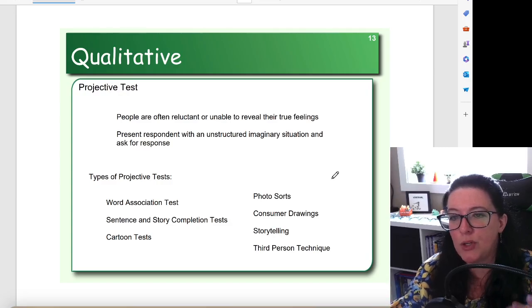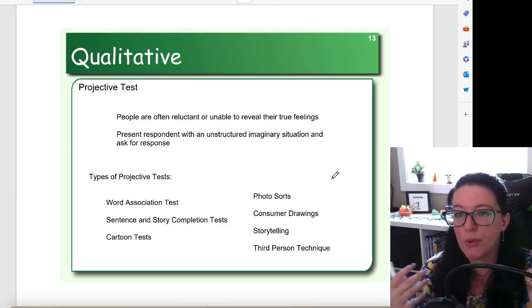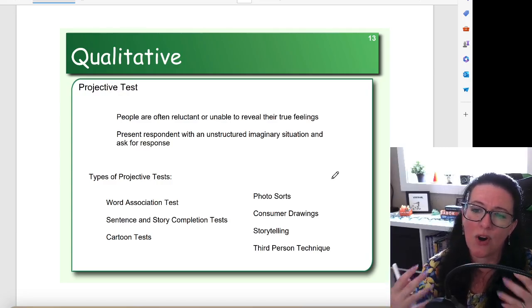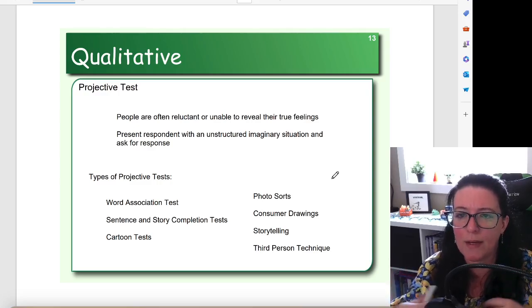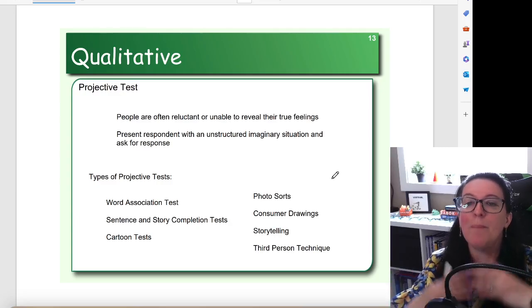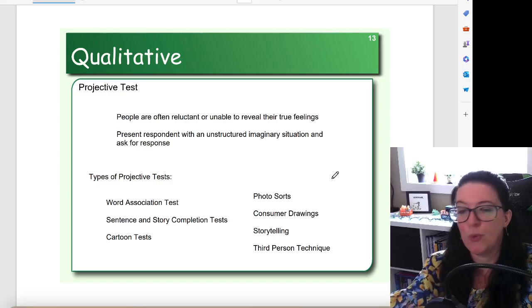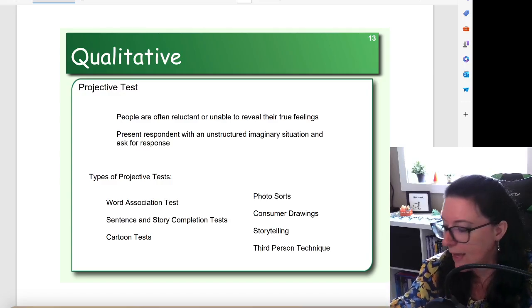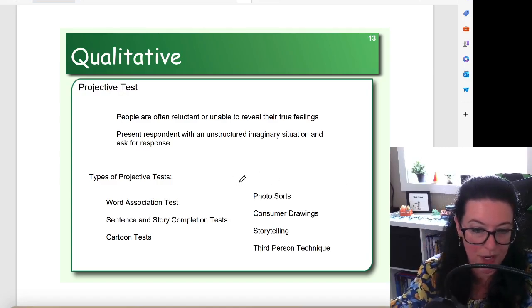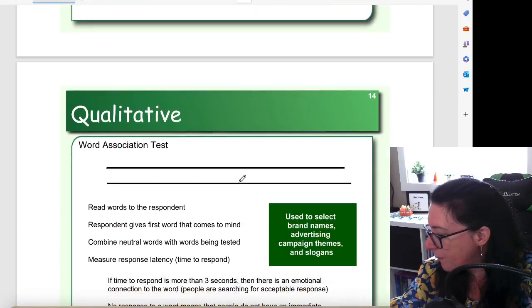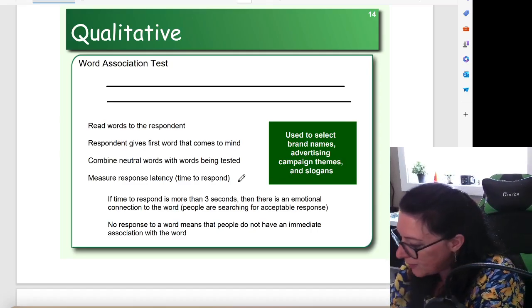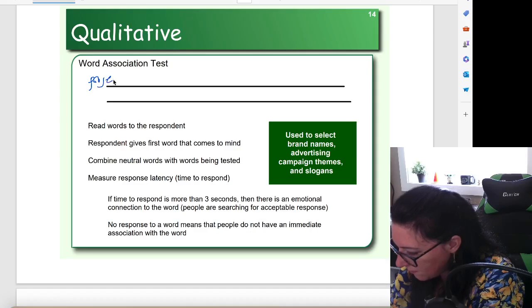So we are going to use it when people are reluctant to express their true feelings, or as we said, unable to, right? It may be that it's hard to verbalize exactly how something made you feel. And so we could do this with that unstructured, imaginary situation to help get to what we are trying to get information on. So let's look at each type of these projective tests. Okay. The first type of test is word association. So this is a projective test.